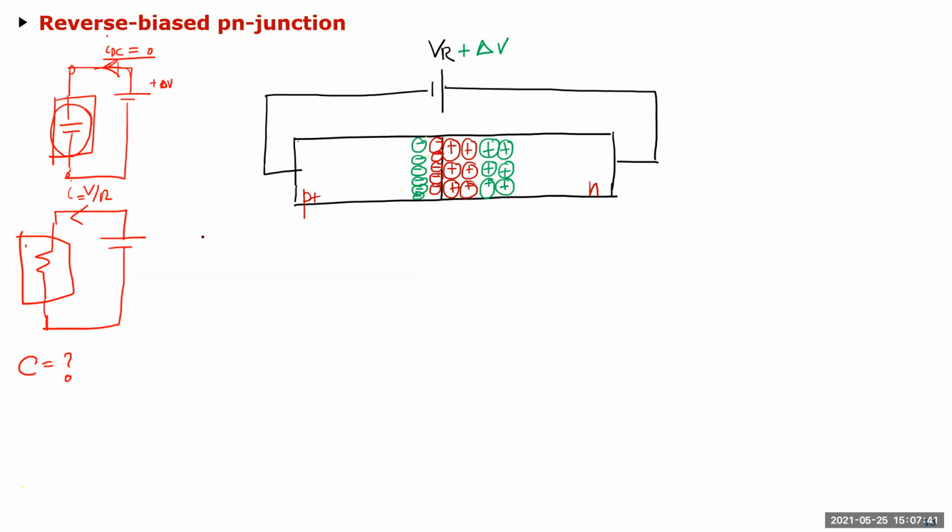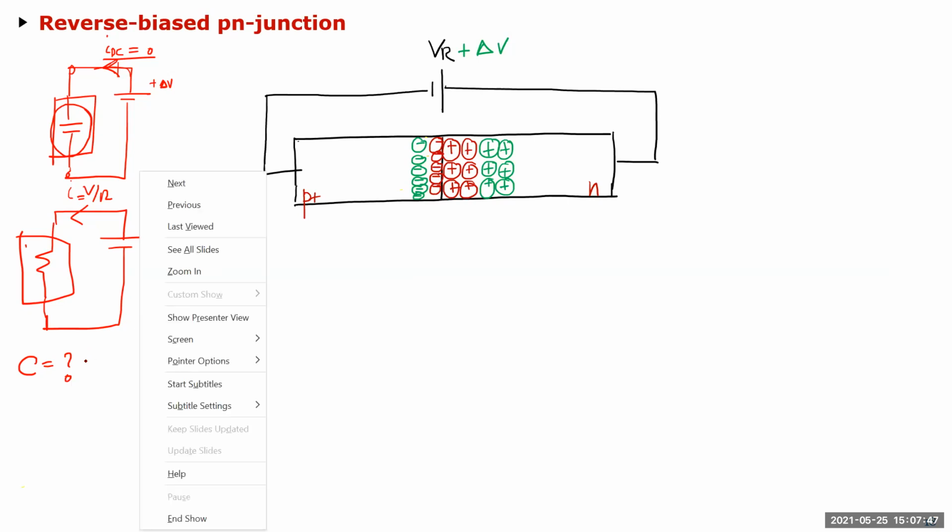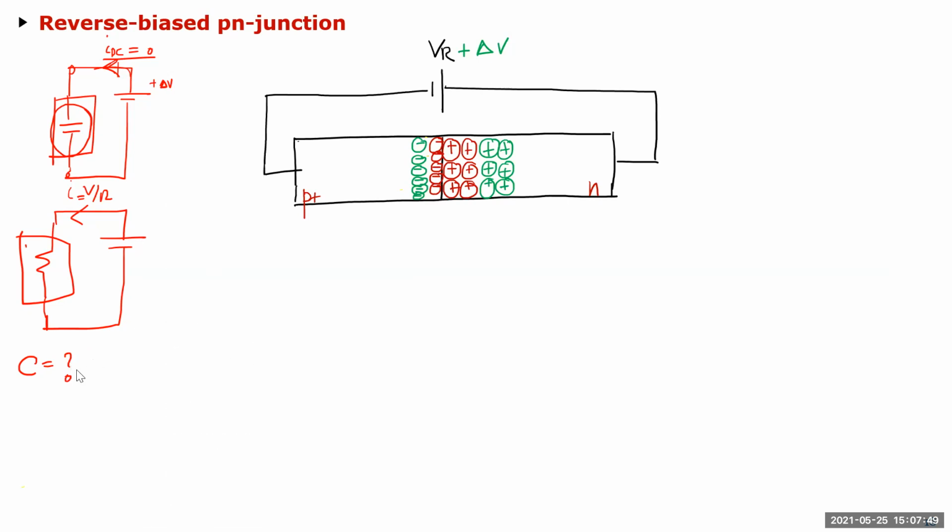Del Q by del V. Exact. Very good. So here, because I don't know what the absolute value is, I'm going to do differential and find out, right?